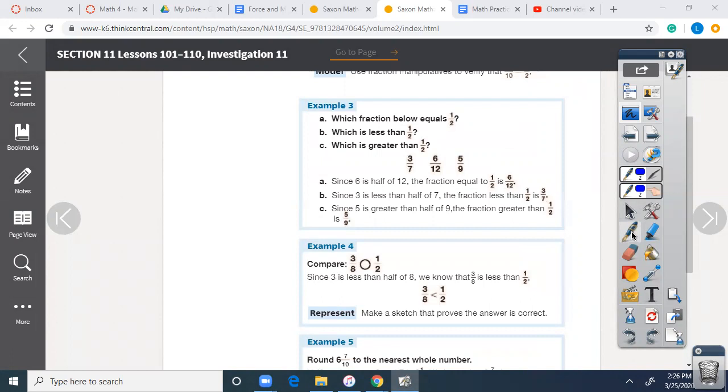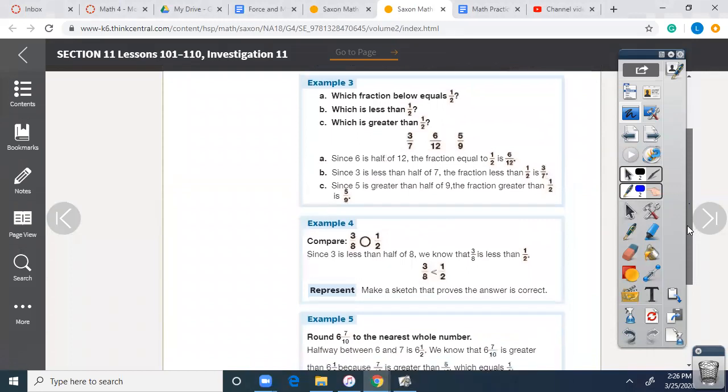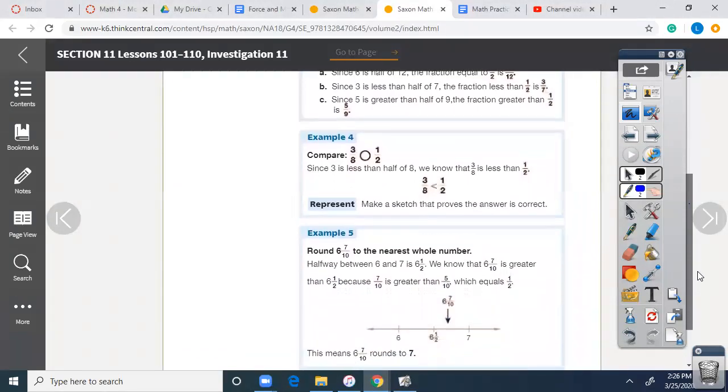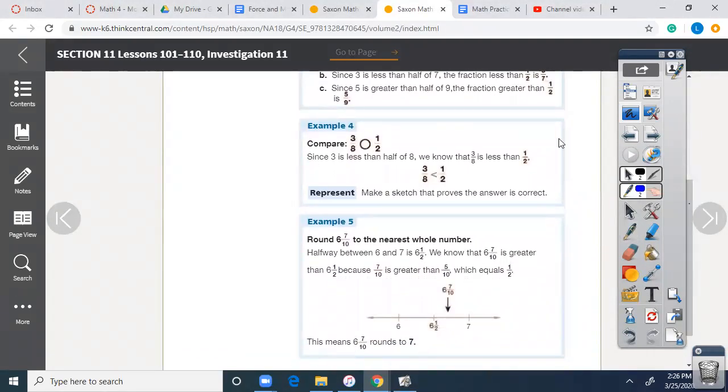So we need to see the number line. For example, number 5. Round 7/10 to the nearest whole number. So we are going to look at this, 7/10. Look at this number line right here. 7/10. Is that bigger than 1/2 or less than 1/2? If it's bigger than 1/2, it will round up to 7. If it's less than 1/2, then it will stay at 6. Because it's telling us that we need to round to the nearest whole number.